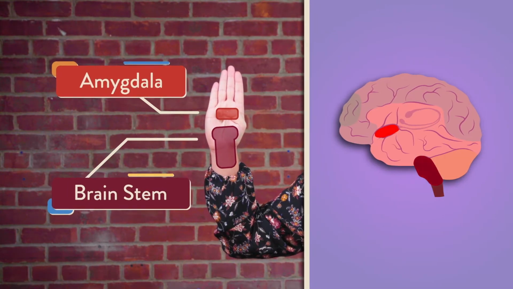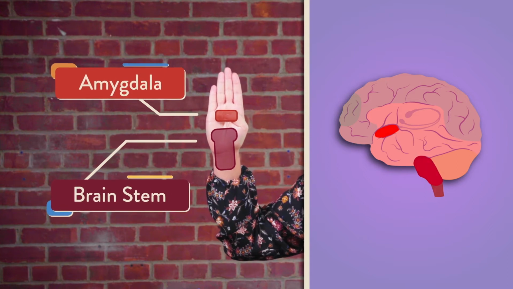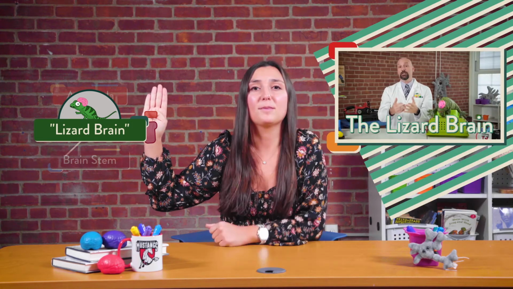These parts of our brain, our brainstem and our amygdala, are some of the earliest parts of our brain to develop and sometimes get the nickname of lizard brain. You'll learn a little bit more about that with Dr. Nagler. But for now, let's keep going with our hand model. We have more sections of the brain to make, don't we?